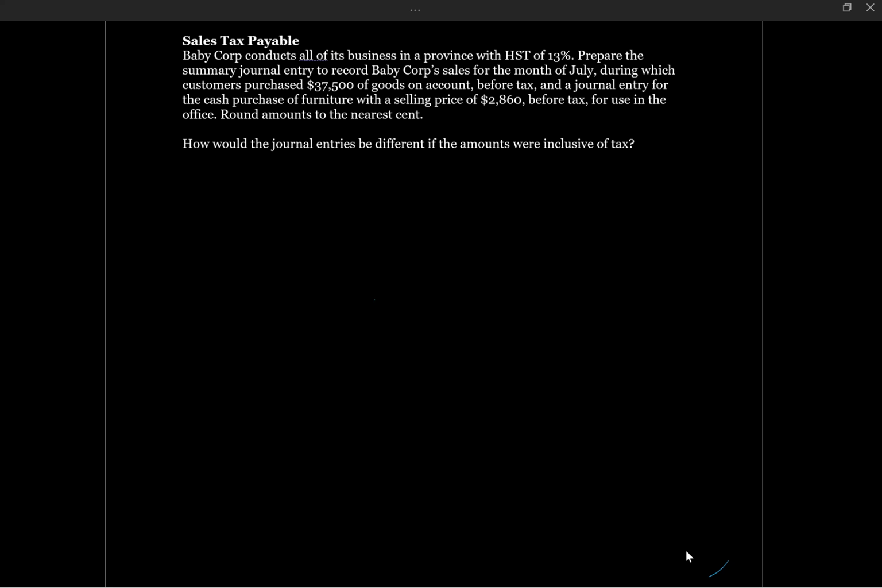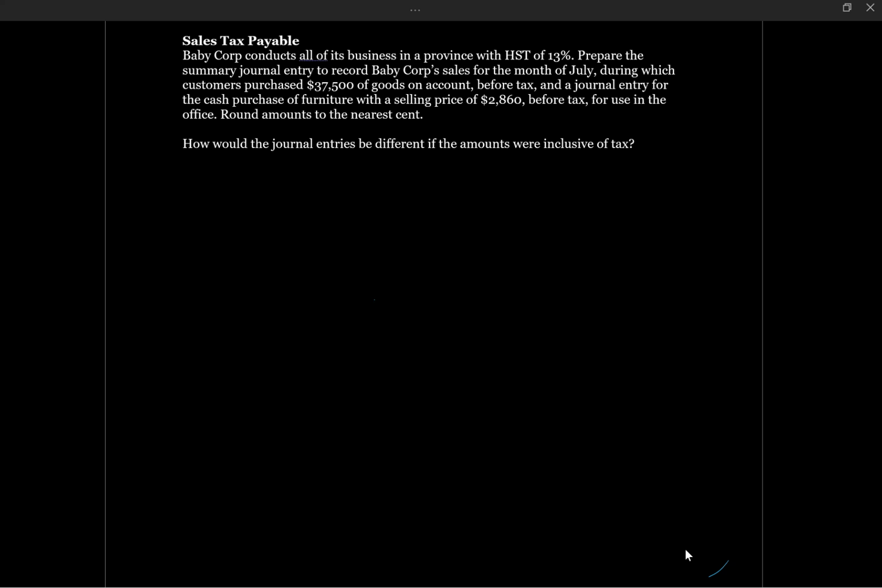of goods on account before tax, and a journal entry for the cash purchase of furniture with a selling price of $2,860 before tax for use in the office. And then they ask us how the journal entry would be different if the amounts were inclusive of tax. So let's just start with the first one.